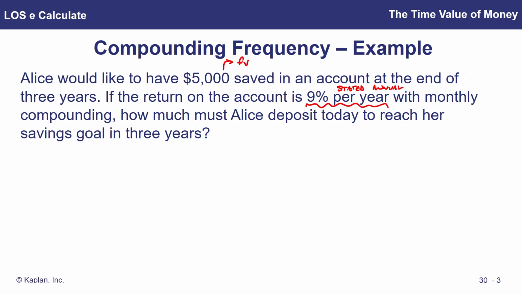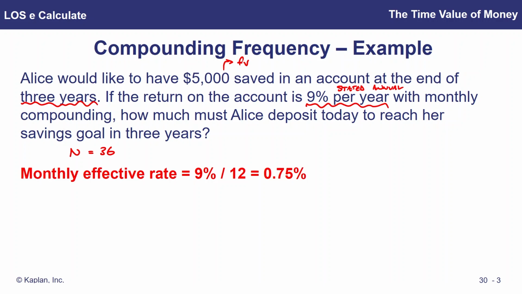with monthly compounding. Given that she's looking at 3 years, and we're looking at monthly compounding, N is going to be 3 times 12, which is of course 36 in this period. So the monthly effective interest rate, well, 9% is the stated annualized rate. Simply divide it by 12 to get 0.75, which is an unannualized monthly rate of return. Then, as we said, 3 years is 36 months.